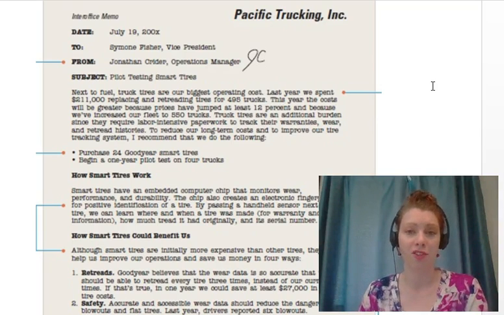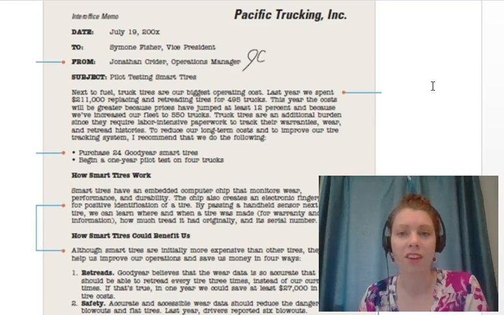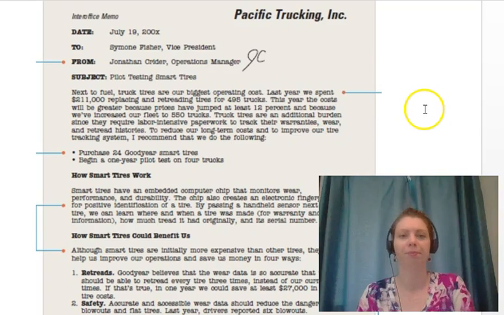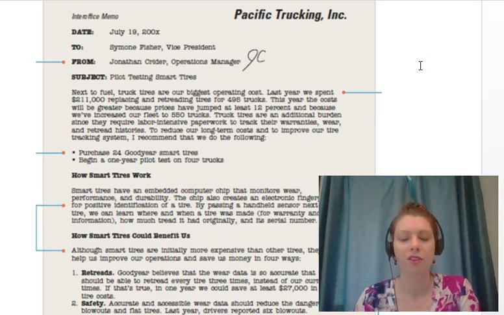Truck tires are an additional burden since they require labor-intensive paperwork to track their warranties, wear, and retread histories. To reduce our long-term costs and improve our tire tracking system, I recommend that we do the following. Purchase 24 Goodyear Smart Tires and begin a 1-year pilot test on 4 trucks. Okay, so what do you notice about the intro of this?